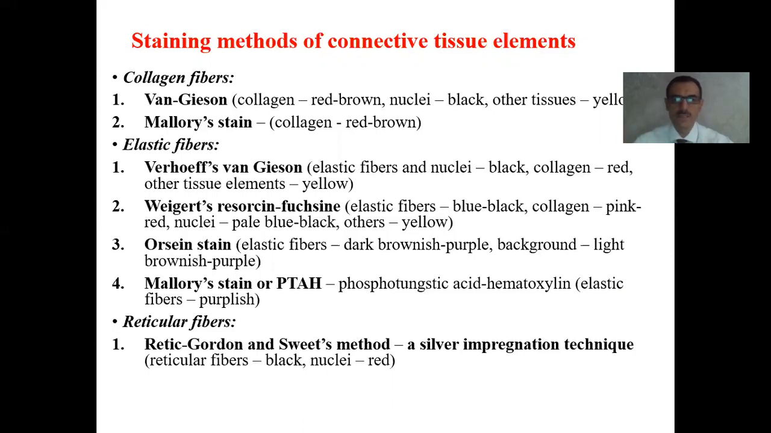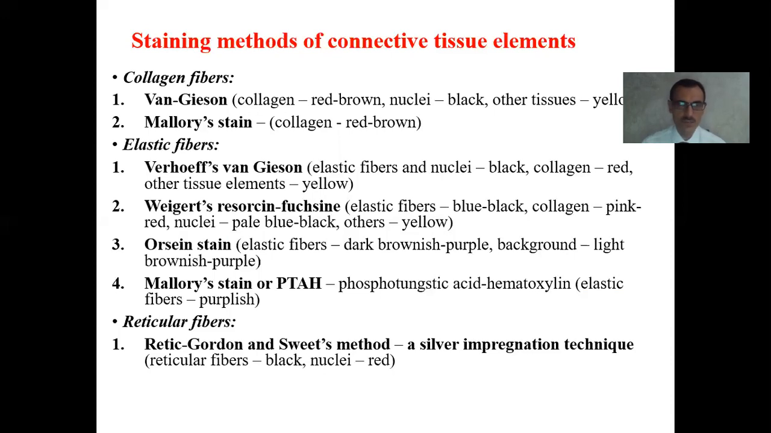Why do we use these stains? Because usually in the pathology labs, we use the routine hematoxylin eosin stain. But during the hematoxylin and eosin, or H and E staining, it is very difficult to identify the connective tissue elements, especially the collagen, the fibrotic tissue. So we use some other methods. The Van Gieson is a very useful staining method for the collagen fibers.